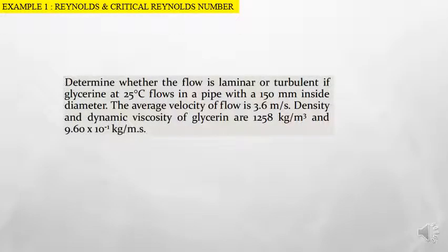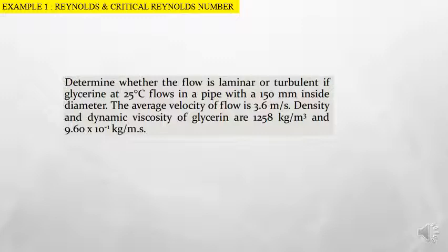So let's try this first example. Based on the question, determine whether the flow is laminar or turbulent if glycerin at 25 degrees C flows inside a pipe with an inside diameter of 150 millimeter and an average flow velocity of 3.6 meter per second. The density and dynamic viscosity of the glycerin are 1258 and 9.6 times 10 to the minus 1.